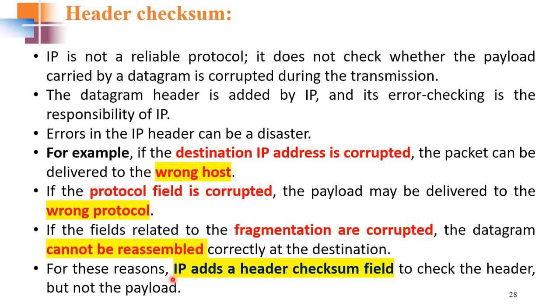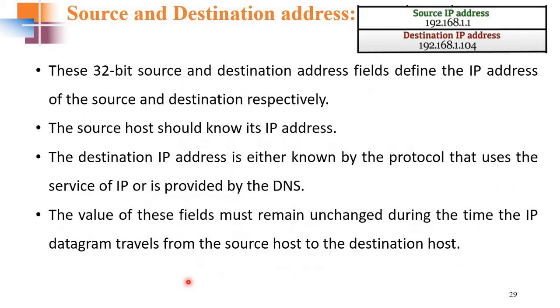So for those reasons, the IP adds a header checksum field also, to check the header and not the payload. Because if the address becomes wrong, what happens? The respective data will not be delivered to the respective destinations.